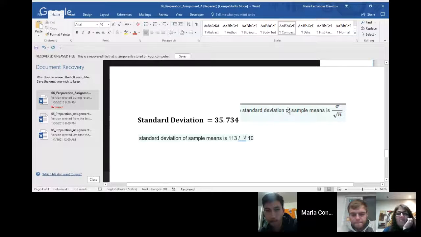So the standard deviation of sample means is this formula, and I divided 113 by the square root of 10. So it gives this. It's correct. Okay. All right.